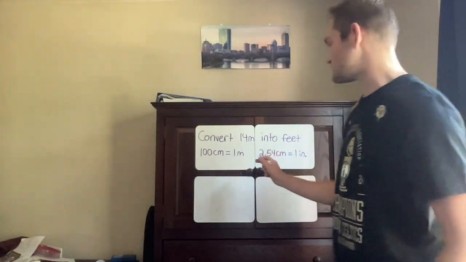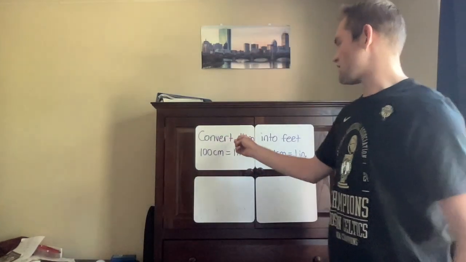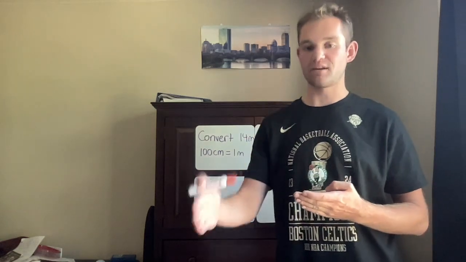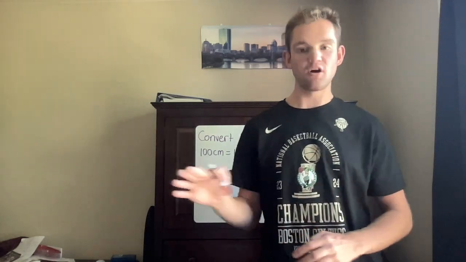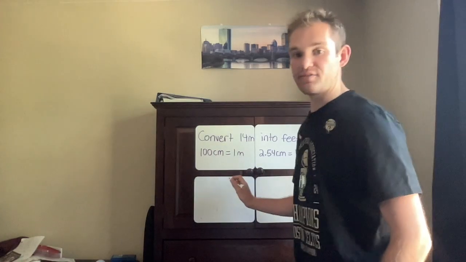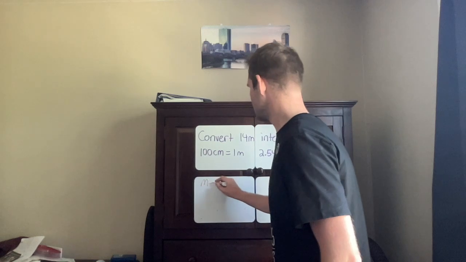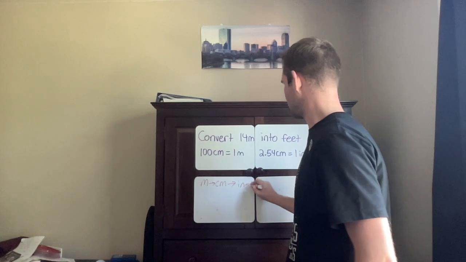So I'm going to start. The first thing we need is some kind of pathway. You have to know how to get from point A to point B. And we're going to start at meters here, okay? We're going to go from meters to centimeters to inches to feet. And if you are able to write that pathway down, you're all set for when you keep going. So I'm going to write that pathway right here. We're going to go from meters to centimeters to inches to feet.